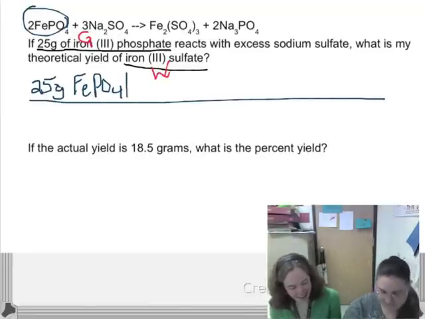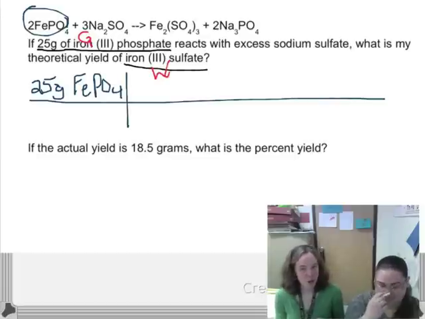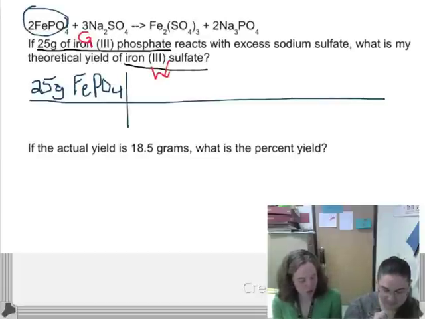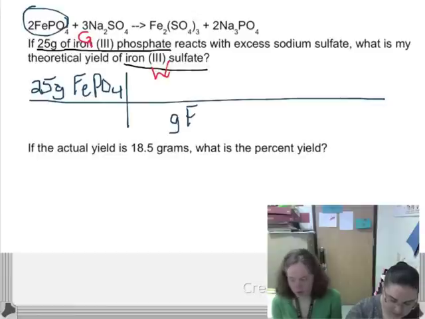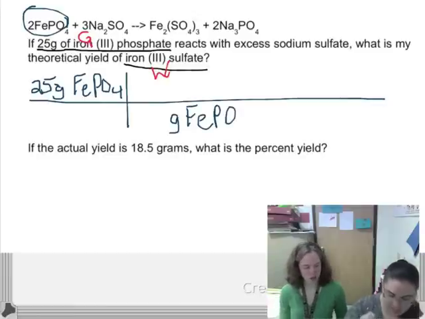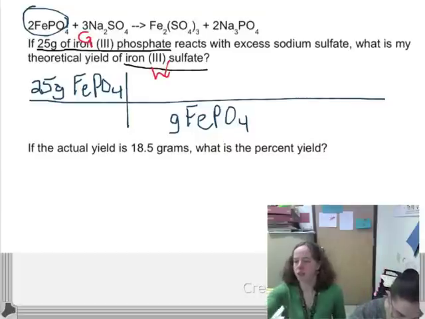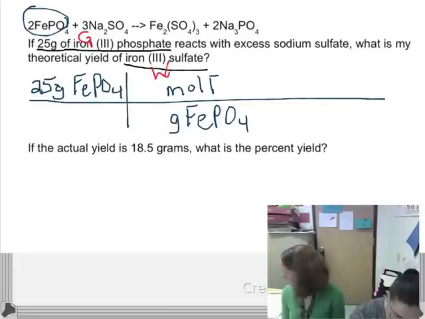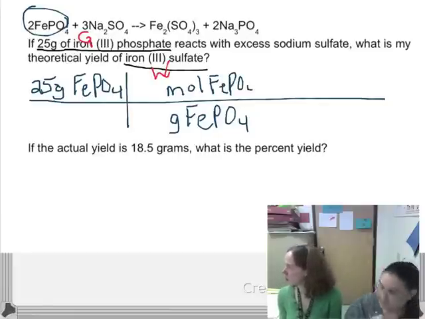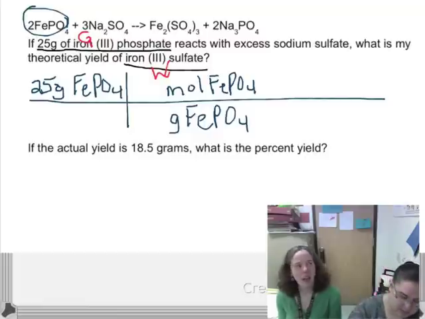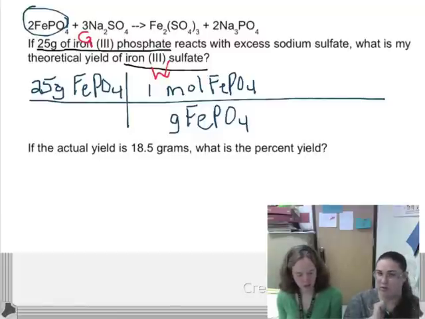Okay, line. All right, so if we've got grams of iron phosphate on top, where else do we need grams of iron phosphate? It's going to have to be grams of iron phosphate on the bottom. And I want to change grams to moles. We always change to moles to be able to do anything with it. So we're going to have to use our molar mass, because 1 mole is always equal to the molar mass.